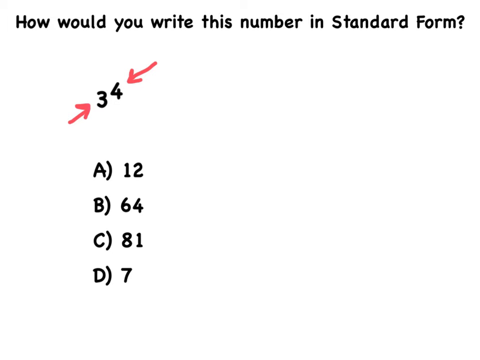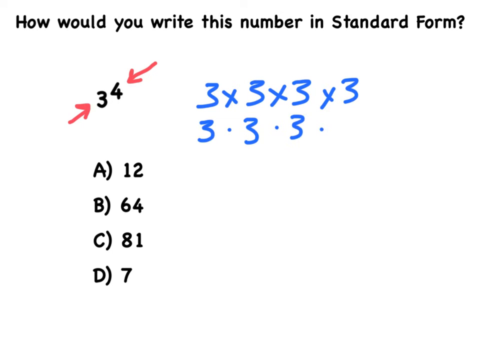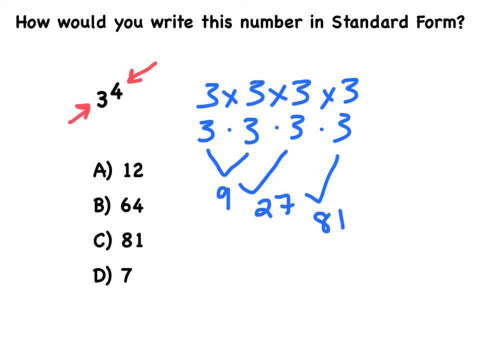So we can think of this problem as 3 times 3 times 3 times 3. Or another way to write it, another symbol for multiplication, is 3 × 3 × 3 × 3. We'll be seeing a lot of that this year. So let's do the math. 3 times 3 is 9. 9 times 3 is 27. 27 times 3 is 81. So the answer to writing 3 to the fourth power in standard form is C, 81.